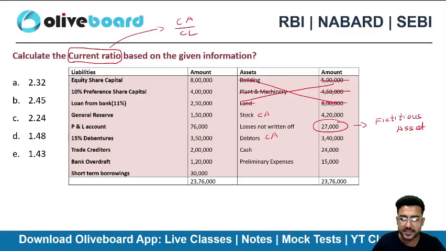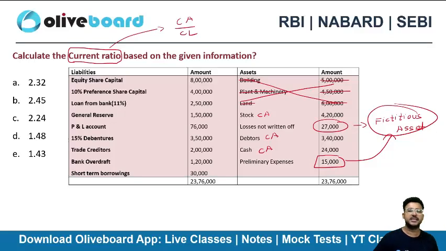Debtors, it's a current asset. Cash, it's a current asset. Preliminary expense again is a fictitious asset, right? Fictitious assets are neither non-current assets nor current assets. Please do remember, we don't consider the fictitious assets in the calculation, ever.